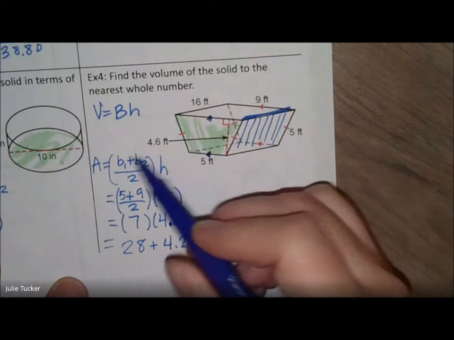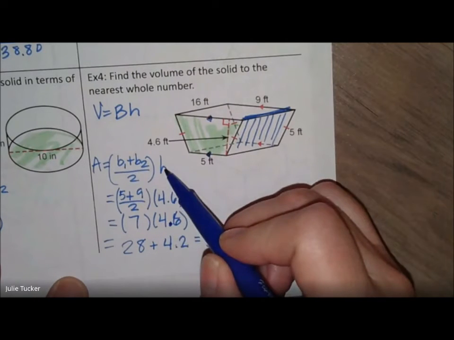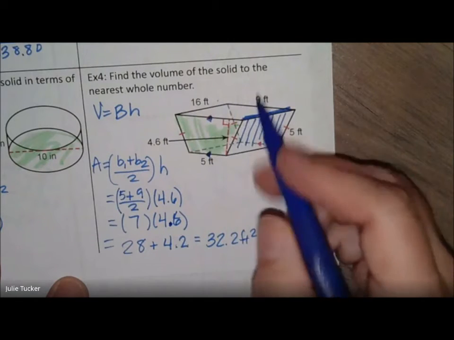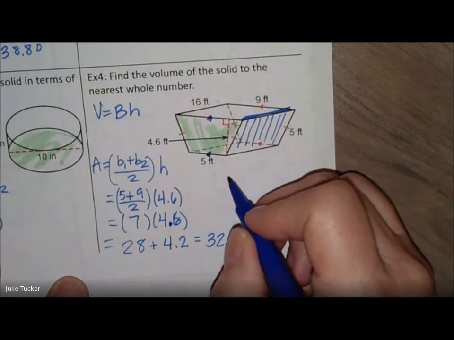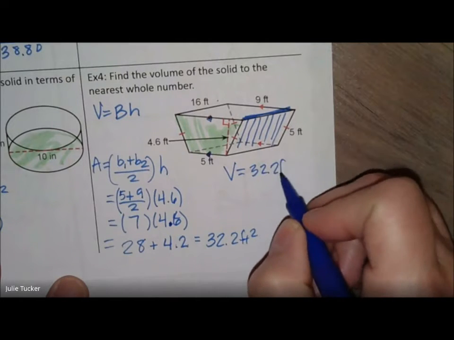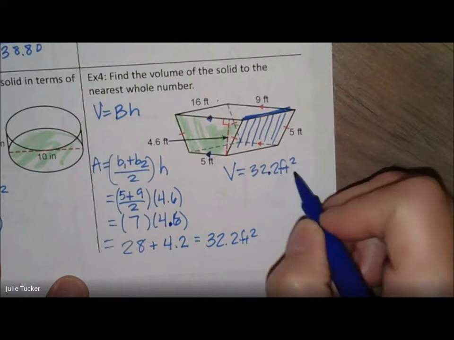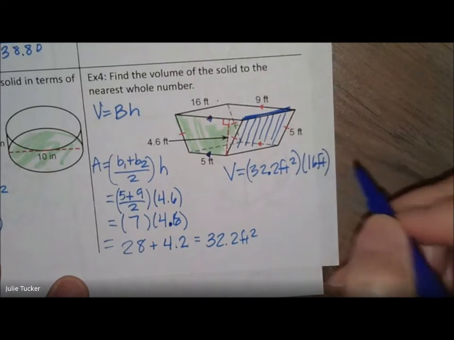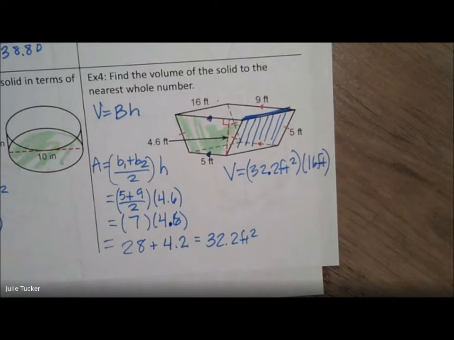And now we are going to put that here, but we need to know the height of the whole solid is 16. So the volume is going to be 32.2 for the area of the base times 16 feet for the height of the solid. So now I need to work 32.2 times 16.